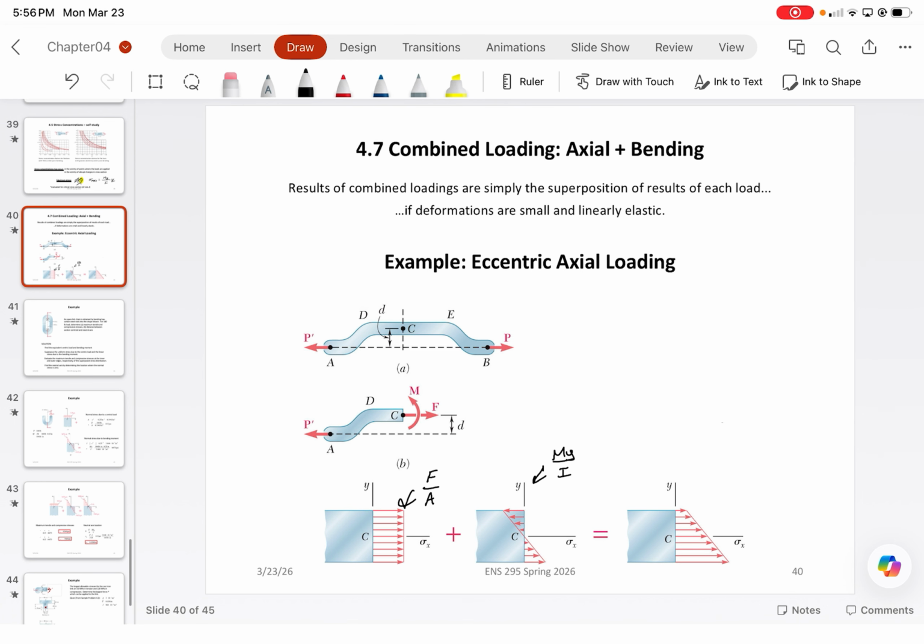So another way of writing this is that sigma x is just going to equal F over A plus or minus My over I. Plus or minus because the bending stresses can be either tensile or compressive, but the axial stress is always going to be either tensile or compressive, not both. And then M is just equal to P times D.